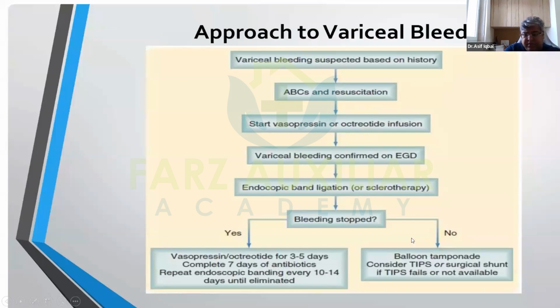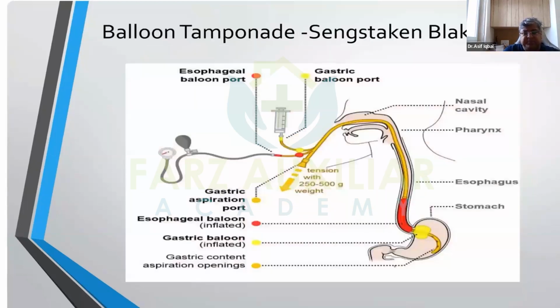If bleeding does not stop, then you have an option for TIPS and the surgical shunt. TIPS is basically bypassing the liver. This is a portosystemic shunt, so portal vein to the superior vena cava shunt, and it bypasses the liver because the main culprit is the liver in cirrhosis. It becomes hard, and the surgical shunt is just grafting.